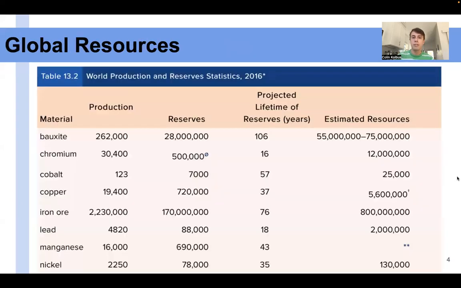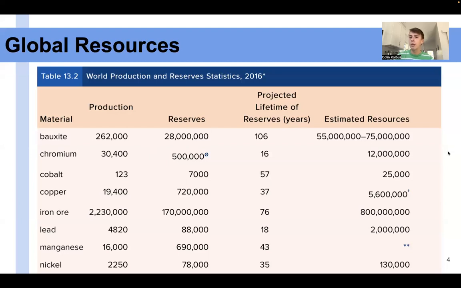And so here we have some global resources. We have chromium, cobalt, copper, which is really important in semiconductors and phones. Iron is extremely important in building buildings and manufacturing steel. Lead, manganese, nickel, all very valuable. These reserves are extremely large. I think these are in millions of tons potentially. I cut off the units there, but you'll see the projected lifetime of these reserves.